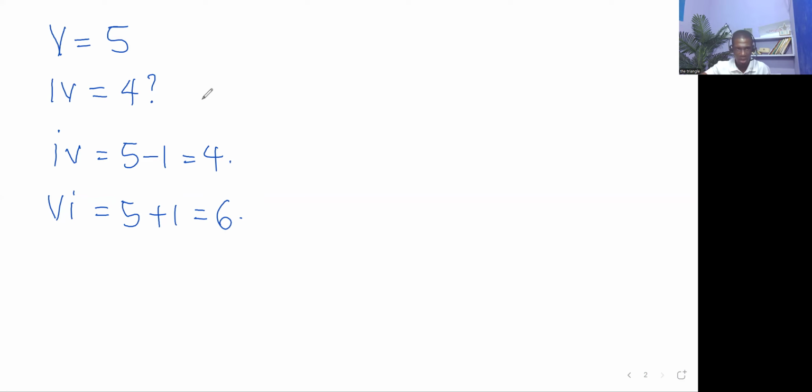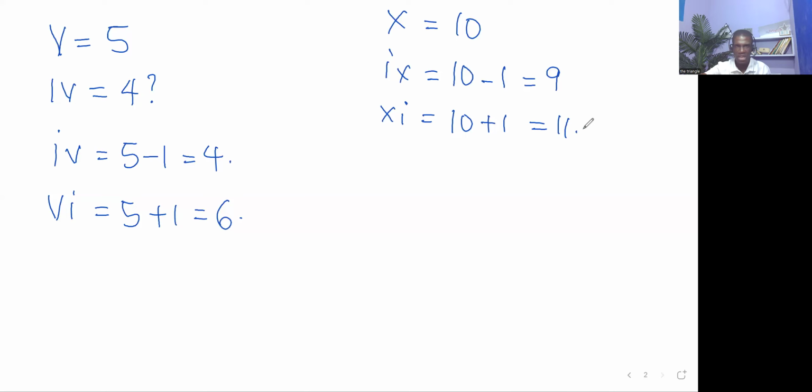Same goes with 9 and 10. Remember we have IX. You can see I is appearing before X, so this means that we are subtracting 1 from 10, and this gives you 9. Are you following? Okay, good. And anytime you have an I appearing after the X, this means that you are adding, so you have 11. So IX is 9 and XI is 11.